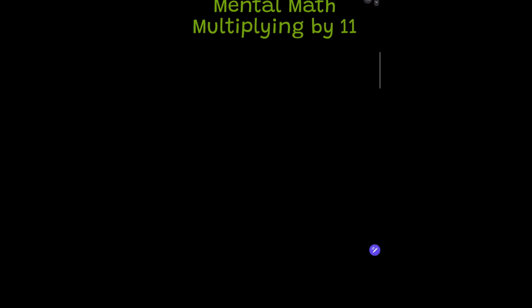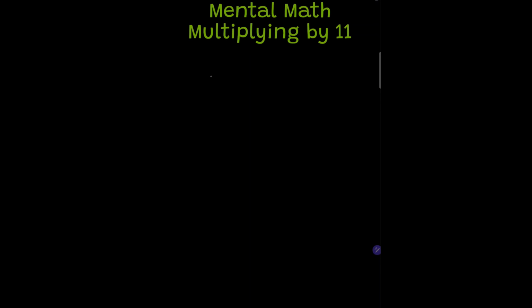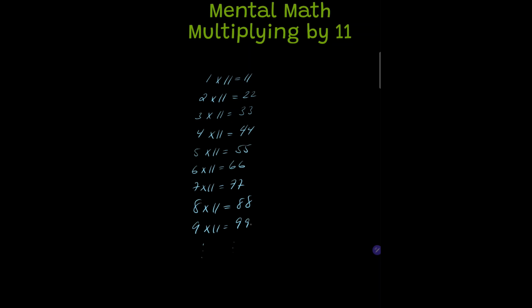Alright guys, in this video we're going to learn how to multiply by 11 mentally. Let's start with the basic multiples of 11. Let's say 1 times 11, we know that's 11, that's a simple one. 2 times 11 gives us 22. 3 times 11, that's 33. And this goes on until we have 4 times 11, 5 times 11, and so on. So we end up with a table like this.